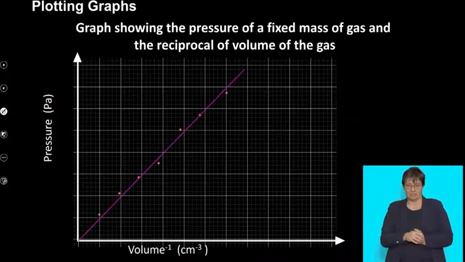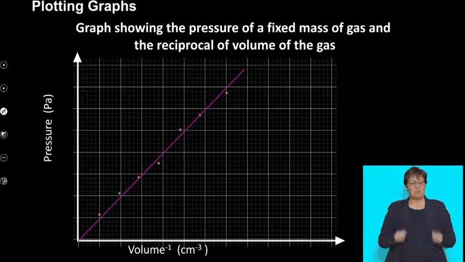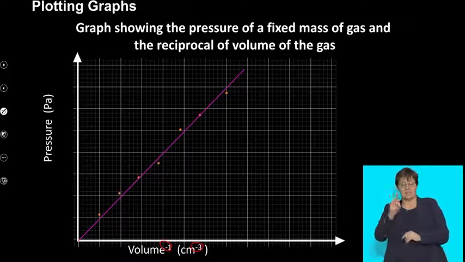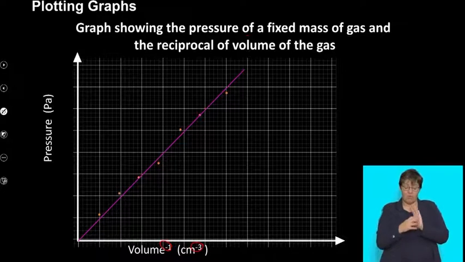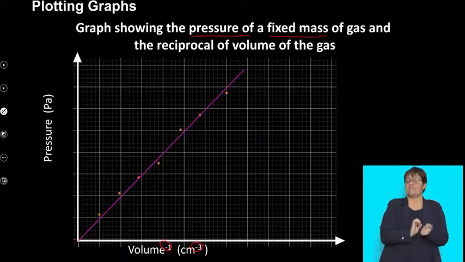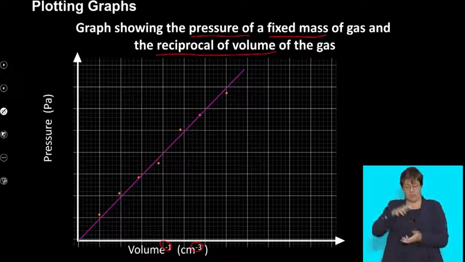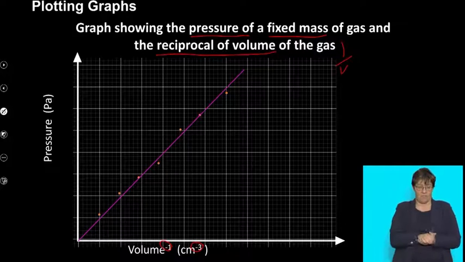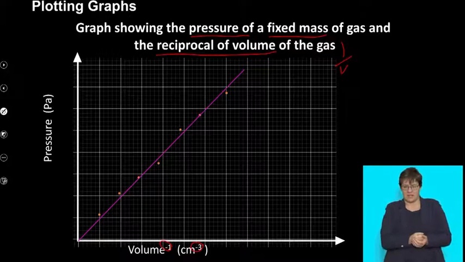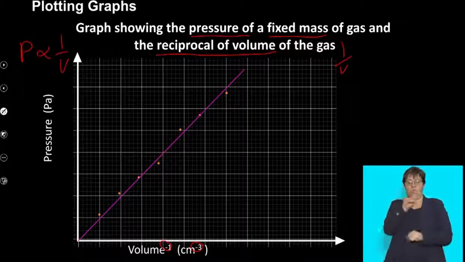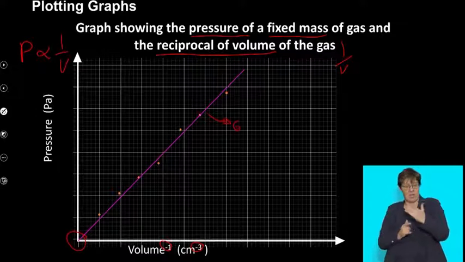And if I do that, look what I've got. That minus 1 there represents the 1 over. That minus 3 represents that it's 1 over. And so here we've got the graph showing the pressure of a fixed mass of gas and the reciprocal of volume. It means 1 over volume. And so what we're saying in this graph is that pressure is directly proportional to 1 over volume. Notice it goes through the origin, and the gradient here is a constant.